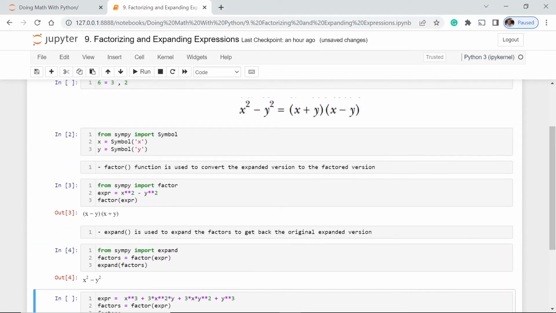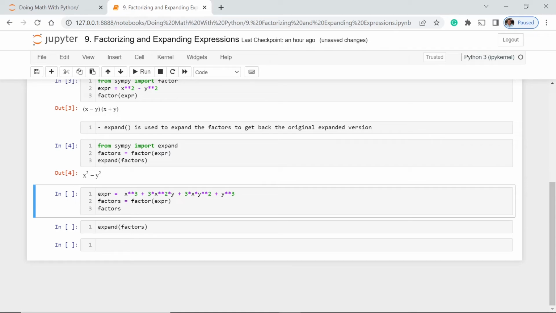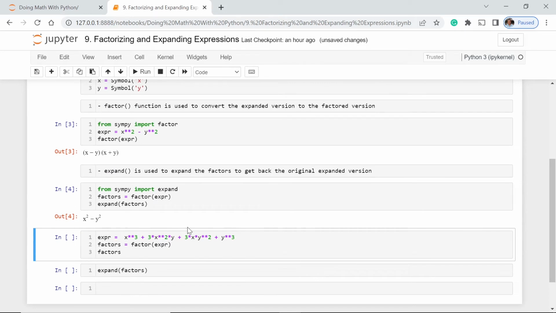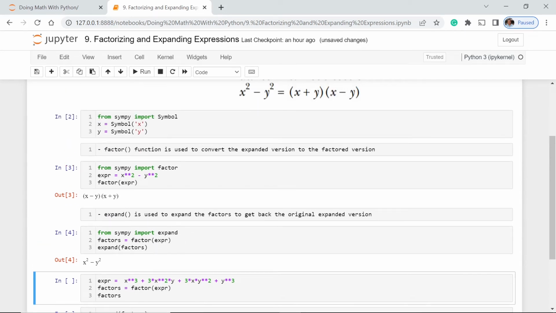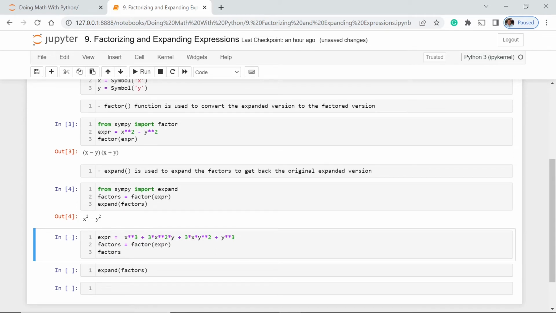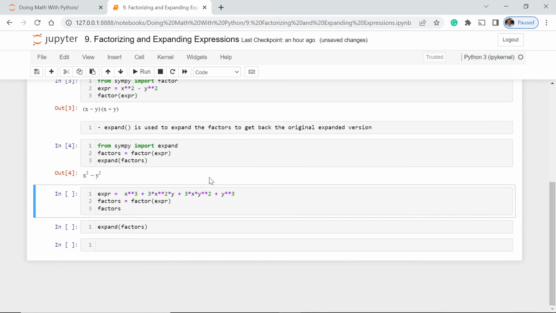Let's make a review so that we properly understand what we are doing in each step, and then we will have a more complicated expression. Basically, we first make the symbol objects, then from those we make an expression. Then we import factor from SymPy and call this expression as an argument of the factor function, and we get the factors of this expression. Then we expand, and with that we come up with the original version of this expression from the factors (x minus y) times (x plus y). So basically, that's how we do it.